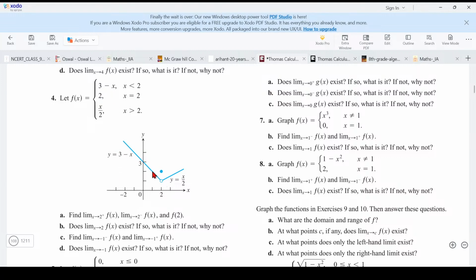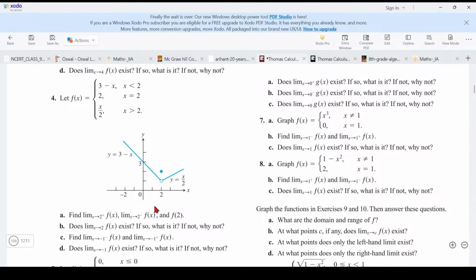Yes, sir. So you can transform the graph from y equals x. This is y equals x. This is y equals minus x. And minus x plus 3 is the graph shifted 3 units upwards. Agreed? Yes, sir. Okay. When x is less than 2, and f of x equals 2 at x equals 2, that is this point, and for x greater than 2, which is this line, right?